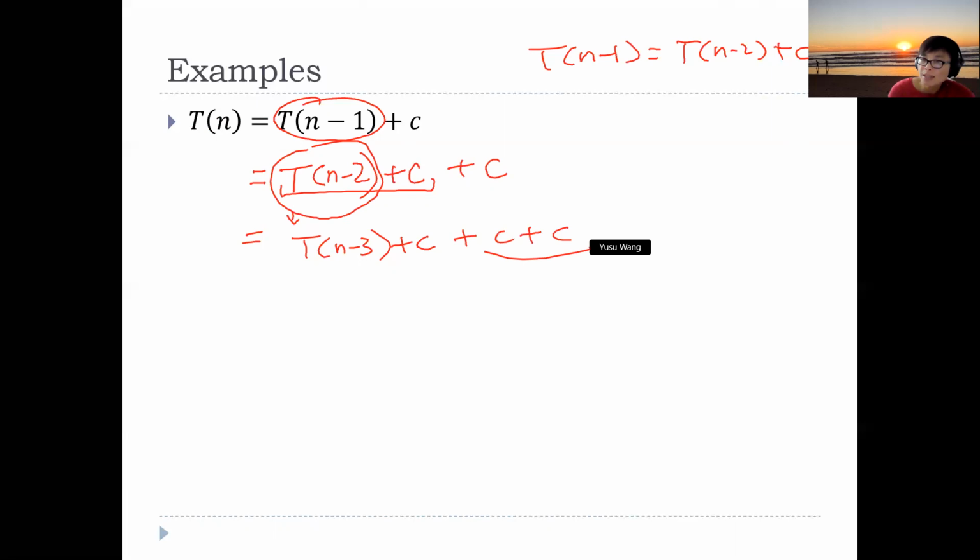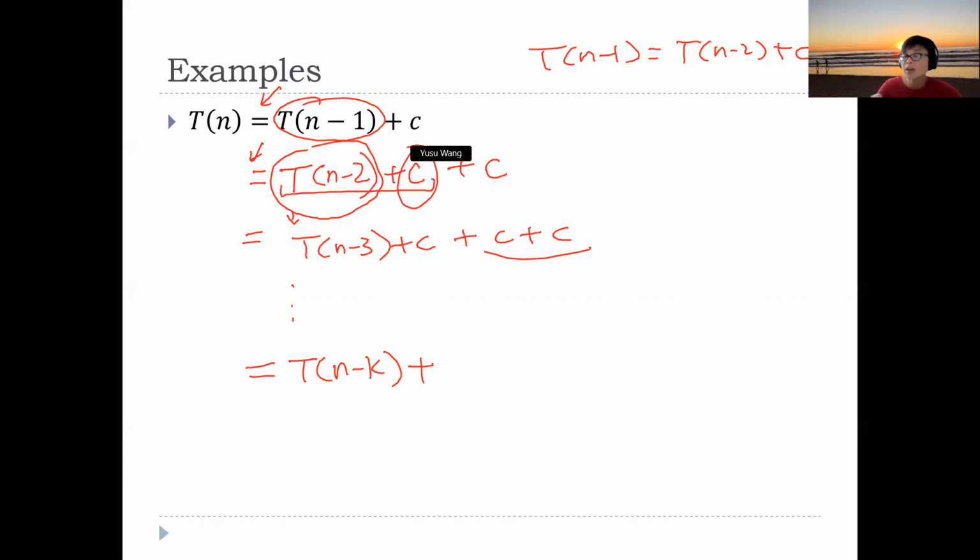What do I see? Well, call this one the first time, this is the second time. If I do it the k-th time, what do I have? Inside, every time you take away another one. So if I do it k times, I take away only k. Outside, every time you expand, you add another c. So if I do it k times, outside I have c times k.